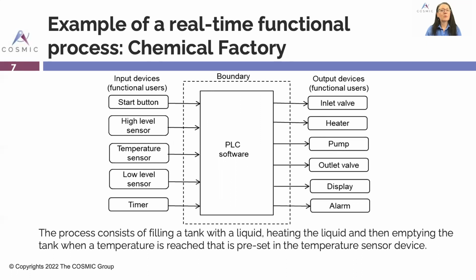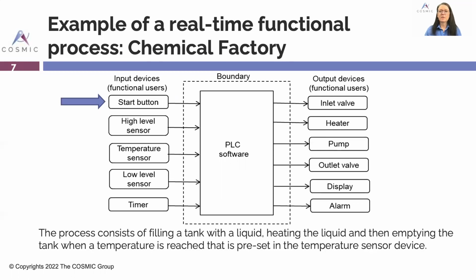Let's look at something more complex. The example of a real-time functional process of a chemical factory, where this process, the PLC software, consists of filling a tank with a liquid, heating the liquid, and then emptying the tank when a temperature is reached that is preset in the temperature sensor device. So let's look at the requirements first. The process is started by a human operator pressing the start button connected to the PLC software, which controls all the subsequent steps.